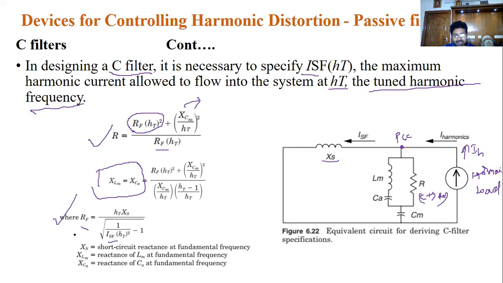You know what these currents are. So what is XS here? XS is the short circuit reactance at fundamental frequency. XLM is the reactance of LM at fundamental frequency. XCA is the reactance of CA at fundamental frequency. Remember, these are the fundamental frequency values. RF is also the resistance at fundamental frequency, where fundamental is f equal to 50 Hz. By this way, you can calculate this.